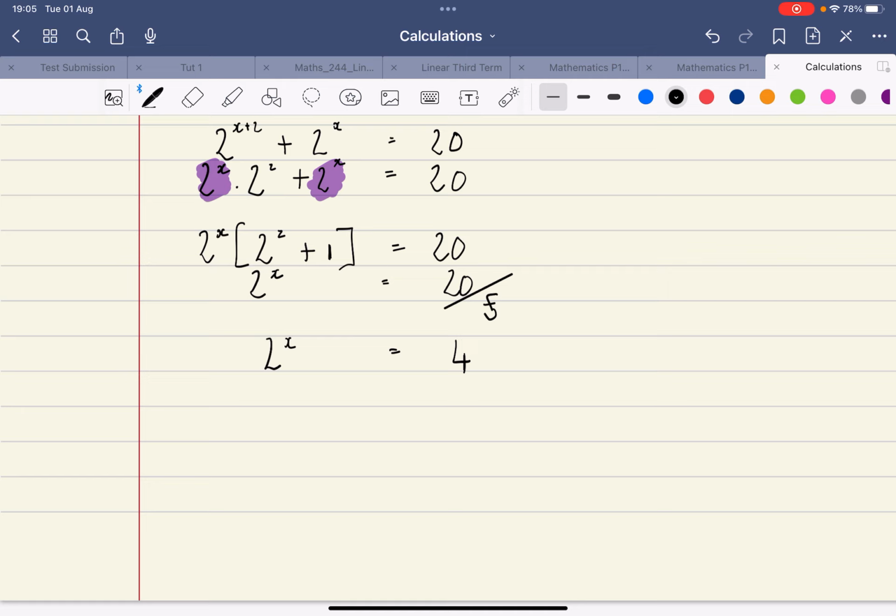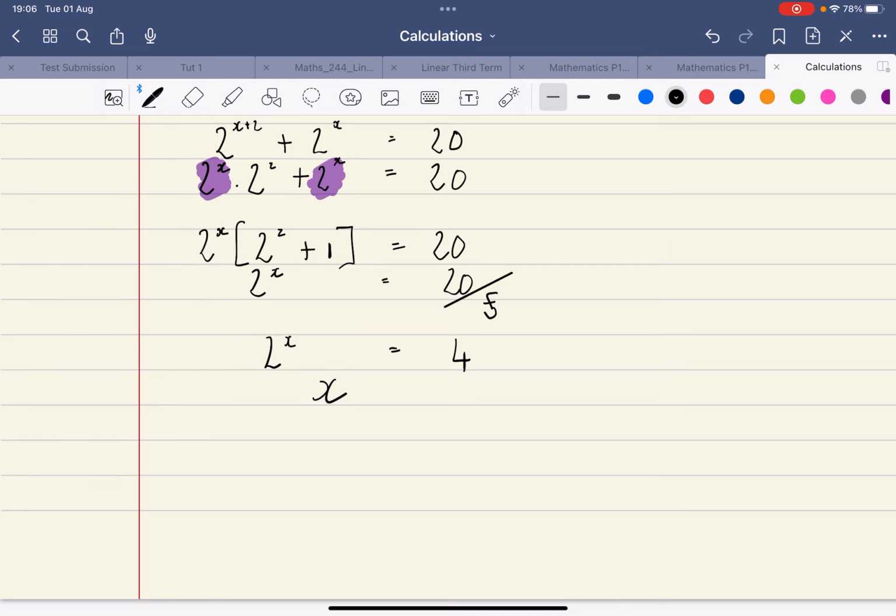Now, you might think, oh gosh, how can I find the x? But really, this is a simple problem, and it's immediately possible for us to see what 2 would have to be to the power of in order to equal 4, and that is 2.